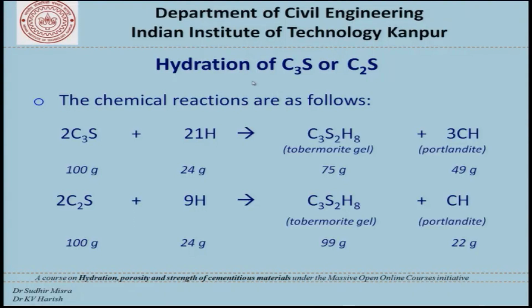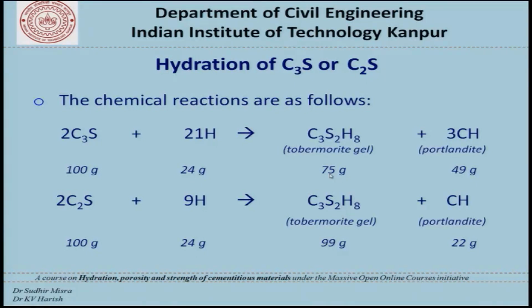In this slide, we see the hydration of tricalcium silicate and the hydration of dicalcium silicate together. The chemical reactions are as follows. Tricalcium silicate reacts with water to form calcium silicate hydrate gel, which is many times referred to as tobermorite gel or CSH gel, and you also have calcium hydroxide, which is many times called Portlandite. Likewise, C2S reacts with water and forms the same compounds, tobermorite gel and calcium hydroxide, but there is a difference between the hydration of C3S and C2S. In the case of hydration of C3S, the amount of calcium silicate hydrate gel formed is much lower compared to the calcium silicate hydrate gel formed from the hydration of C2S.